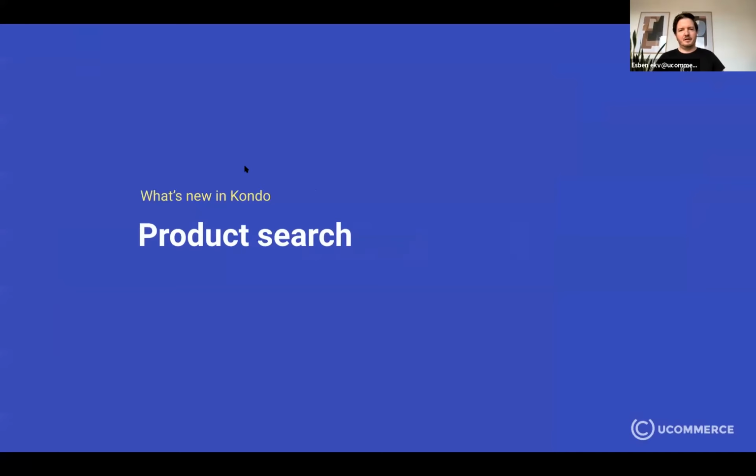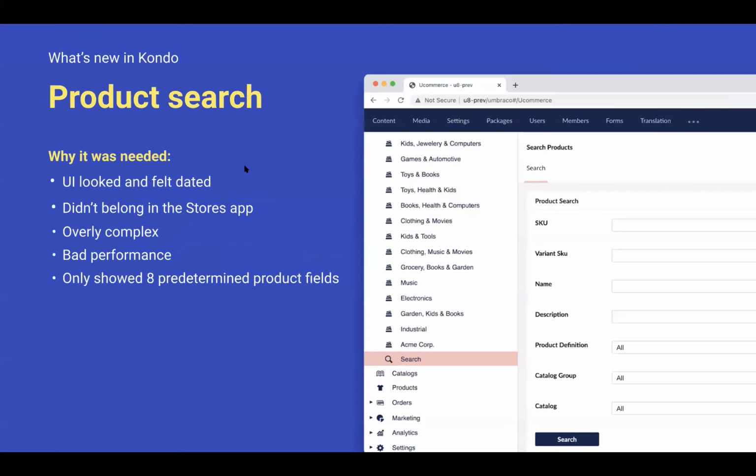Okay. So the new product search, like before with the Stores app, let's just quickly try and figure out why we needed to do this. Well, first of all, the previous UI looked and felt very dated. And the product search feature didn't really belong in the Stores app. It's dealing with products. There was also another issue, which was that it was overly complex. There were a lot of fields that most of the time you wouldn't actually fill out.